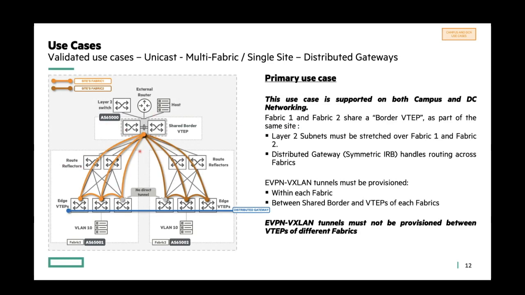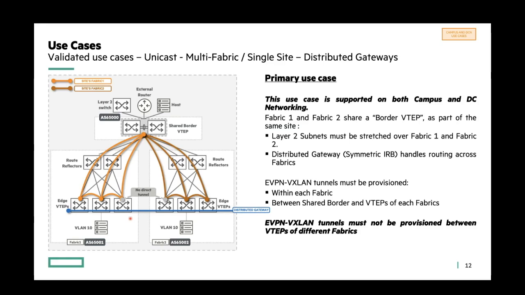So Fabric 1 and Fabric 2 share the same border VTEP that you can see on the top of the diagram as part of the same site. In this use case, layer 2 VLAN must be extended over both fabrics, and distributed gateway handles the routing capabilities across the fabrics.